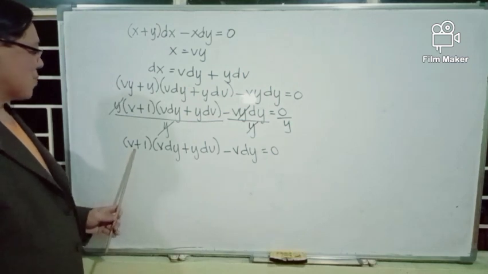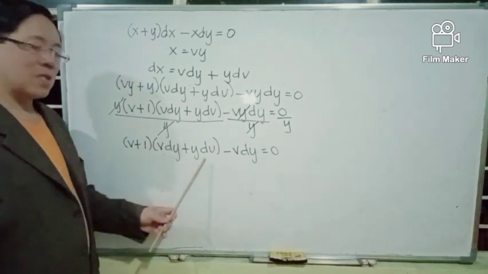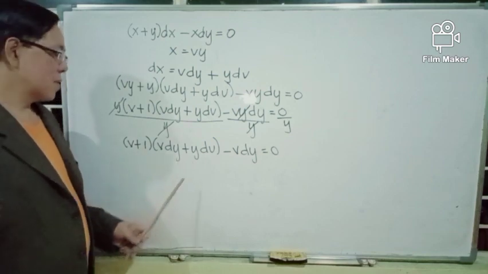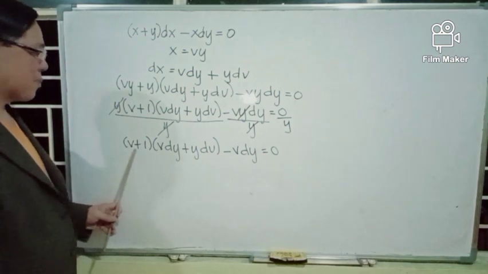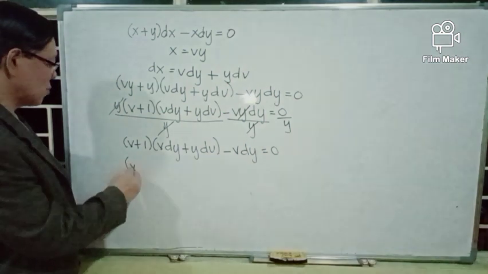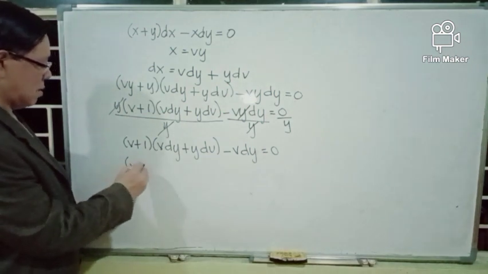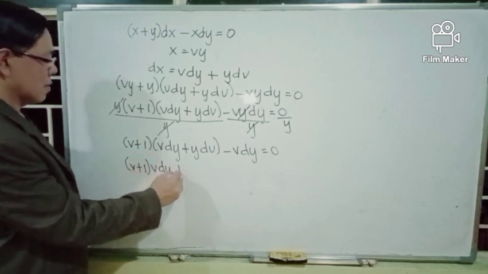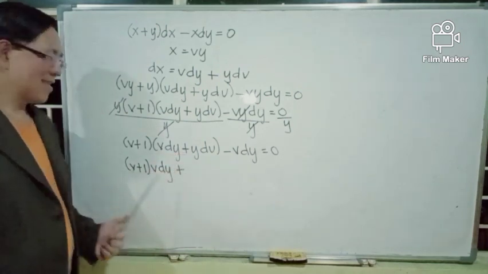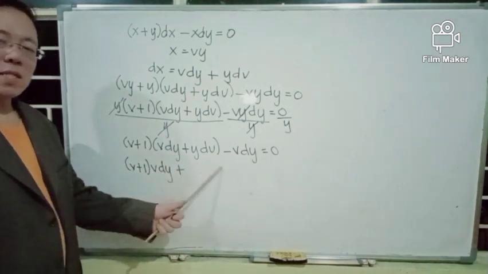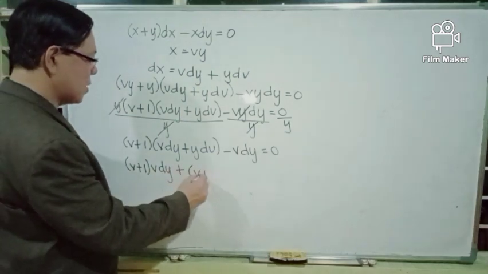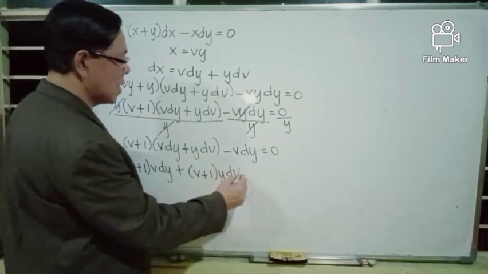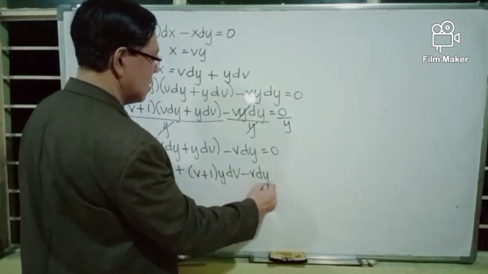We now distribute v plus 1 to each of these terms by distributive property of multiplication over addition. We multiply v dy by v plus 1. We have v plus 1 times v dy plus v plus 1 multiplied by y dv, minus the last term minus v dy equals 0.